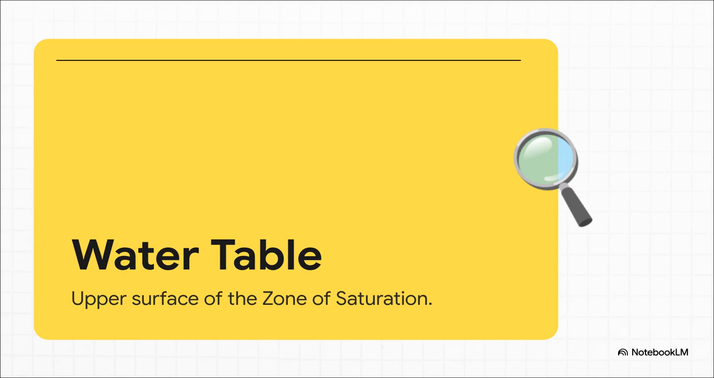Now, the boundary separating these two zones is incredibly important. The water table is defined as the upper surface of the zone of saturation. So here's the crucial takeaway. When a question asks for the definition of the water table, you immediately look for the phrase upper surface of the saturated zone. It's an absolute recurring favorite on the SSC JE. Seriously, lock this one into your memory.